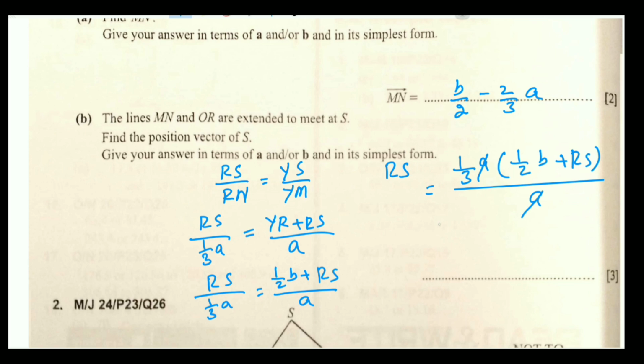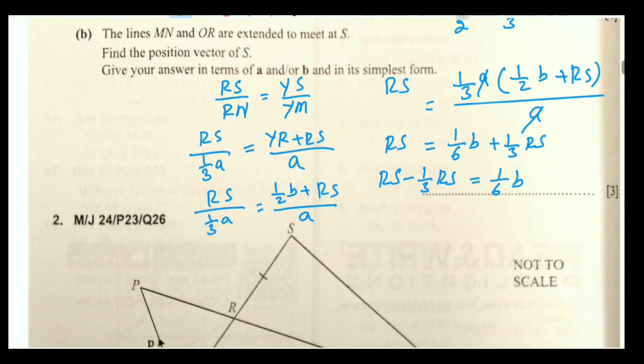A and A will be cancelled. So it will be 1 by 6 B plus 1 by 3 RS. Now RS will remain on one side. This is also RS, so it will go on the other side. So RS minus 1 by 3 RS is equal to 1 by 6 B.